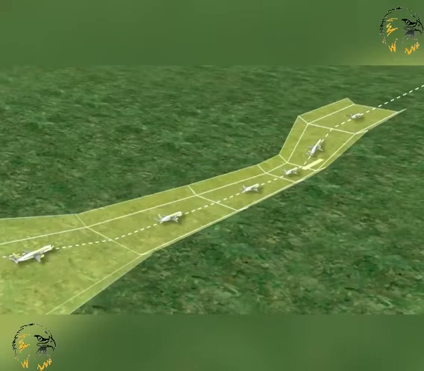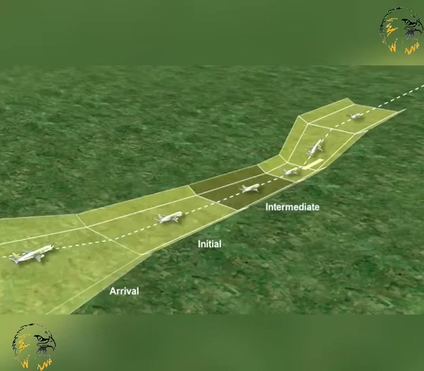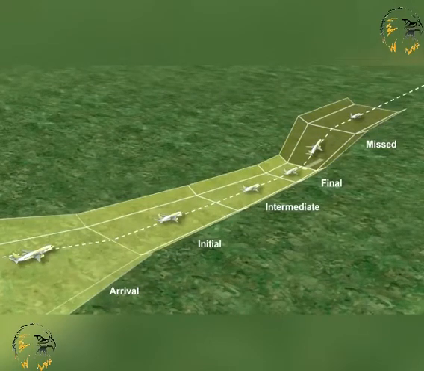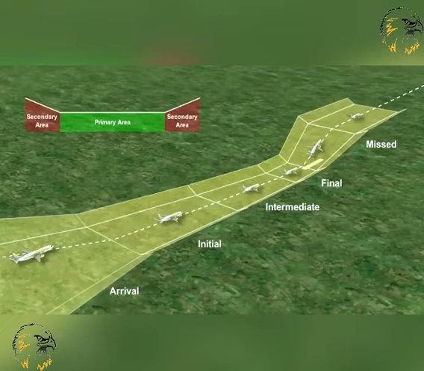They are arrival, initial, intermediate, final, missed approach. The vertical cross-section of each segment is divided into primary and secondary areas. Full obstacle clearances are applied over the primary areas, but reduced to zero clearance at the outer edges of the secondary areas. You should recall the discussion of minimum obstruction clearance, MOC, and its application from the previous lesson.